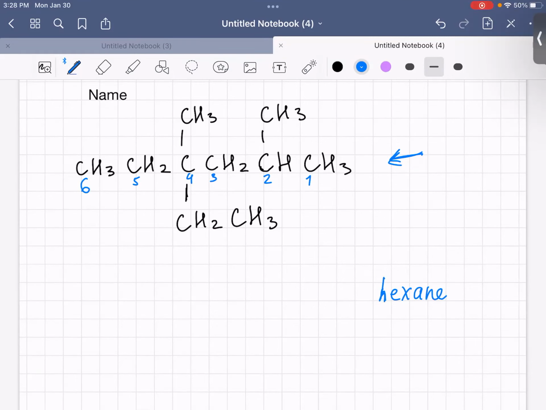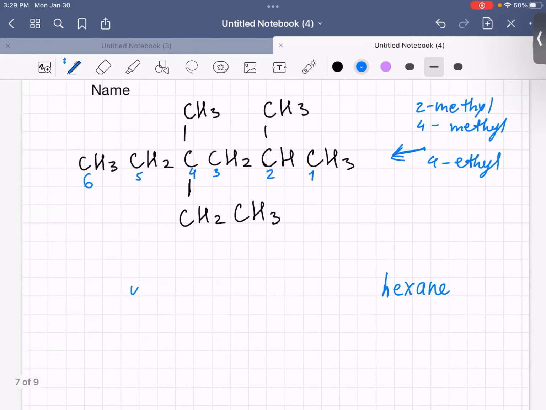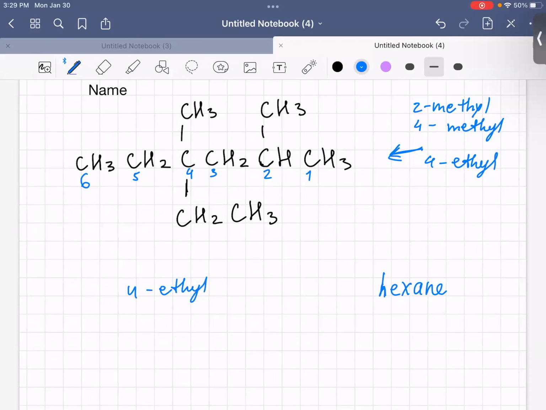Now on carbon 2 we have a methyl group. Methyl because it has only 1 carbon. On carbon 4 we have a methyl, and we also have an ethyl. Ethyl, 2 carbons. 2 carbons is an ethyl. So all we have to do now is put them together. It's a 4-ethyl. Why does 4 go first? Because E goes first in the alphabet before M. 2, 4-dimethyl because there are 2 methyl groups. Hexane.